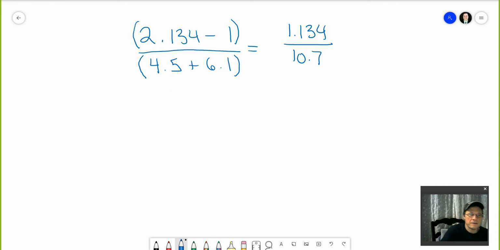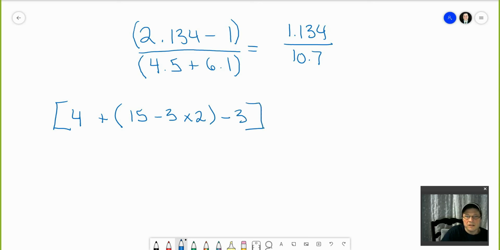Double sets of brackets. If we had an expression like this, 4 plus 15 minus 3 times 2 minus 3. So if you've ever wondered how come I have 2 sets of brackets on my calculator or my keyboard, well, this is the reason why.